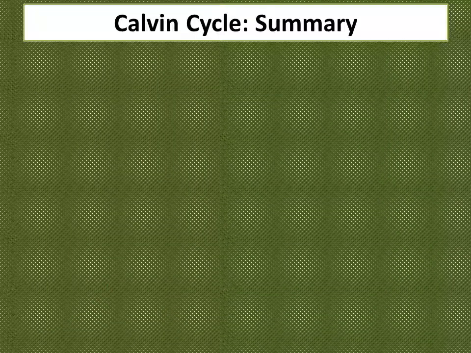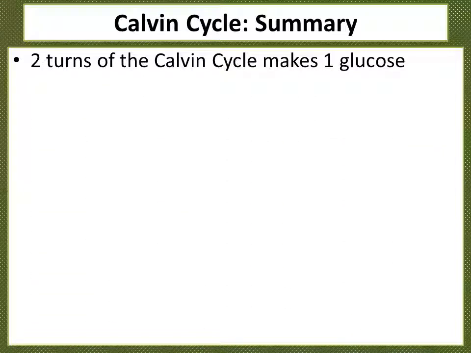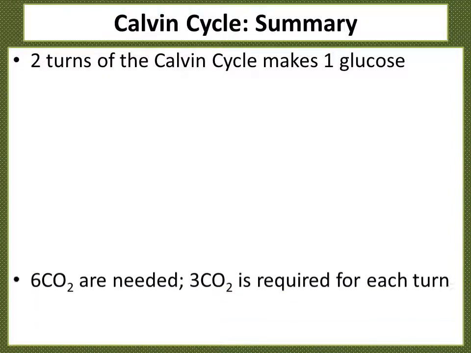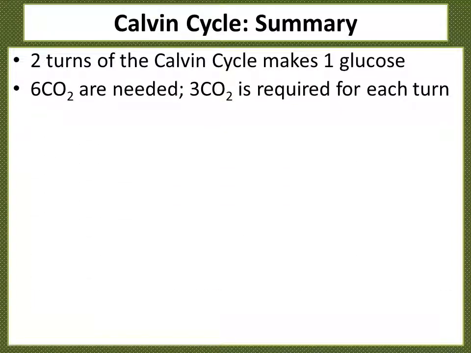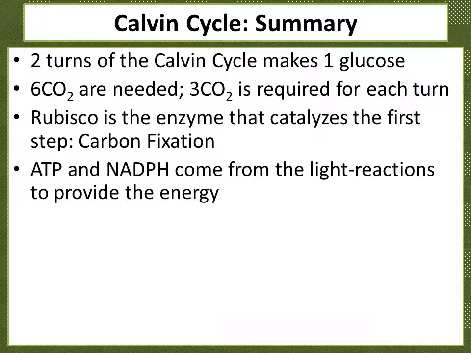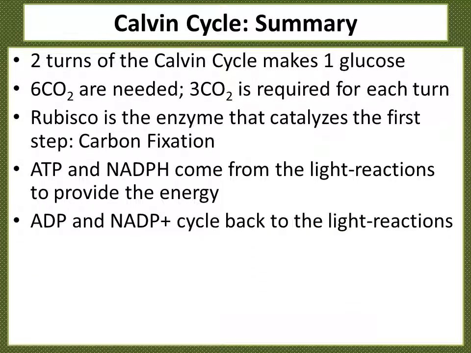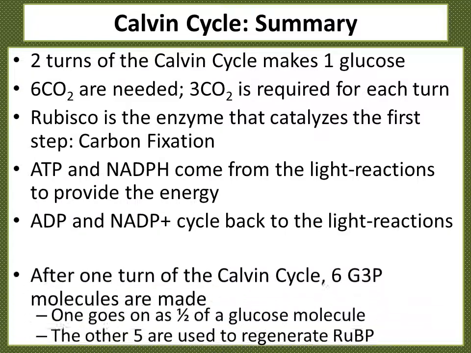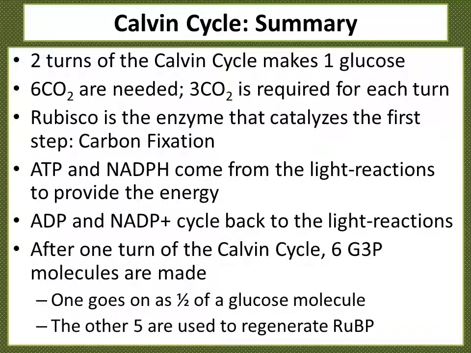Hope that made sense. Alright, a summary, really quickly: 2 turns of the Calvin cycle makes 1 glucose. You're going to need 6 carbon dioxide, 3 of which are required for each turn. Rubisco catalyzes carbon fixation. ATP and NADPH come from the light reactions and provide energy. Once they're used, they go right back to the light reactions to be remade.